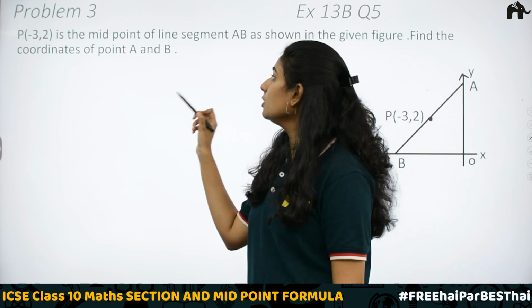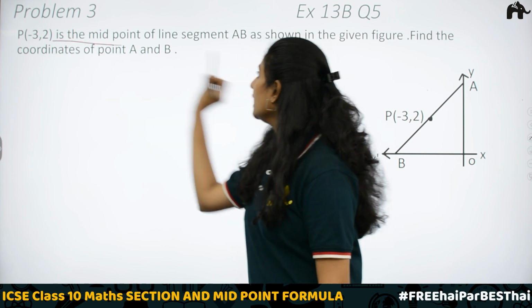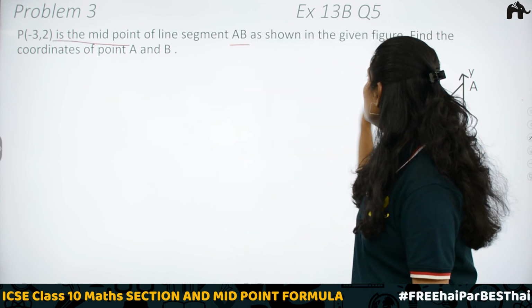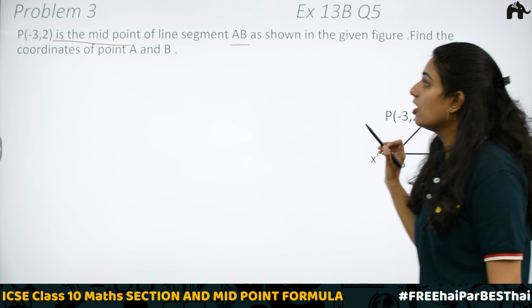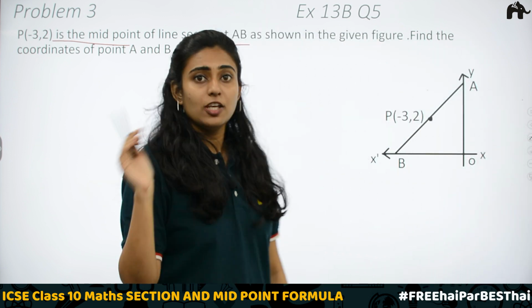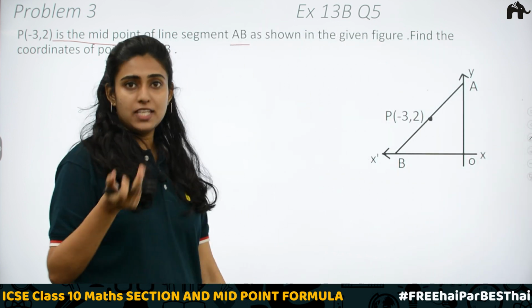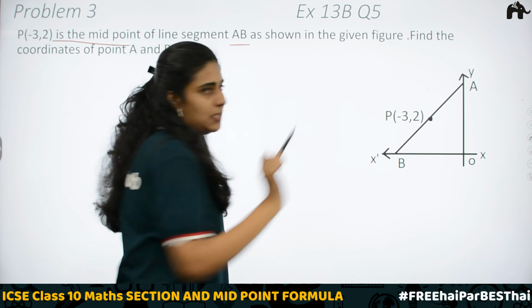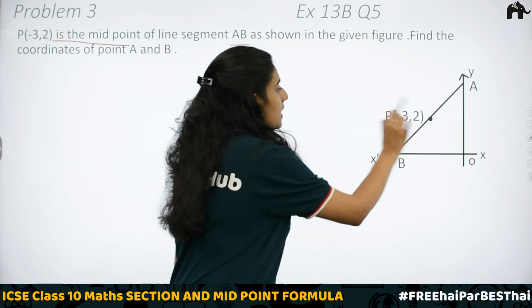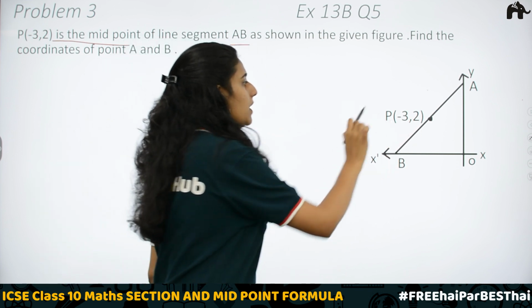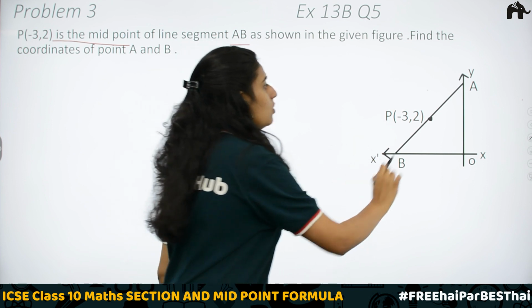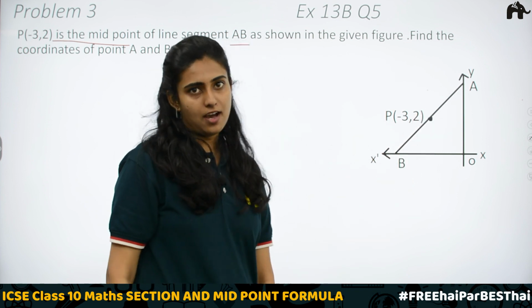P minus 3, 2 is the midpoint of the line segment AB as shown in the given figure. Find the coordinates of point A and B. Usually, A and B will be given and we find the point P. Yes, midpoint P is what we find. Here, P is already given, but we don't know what A and B are.